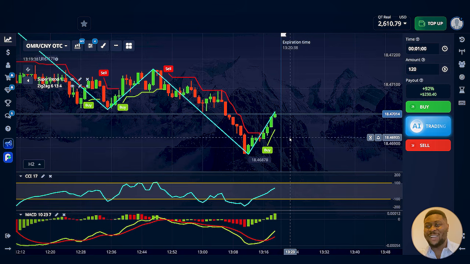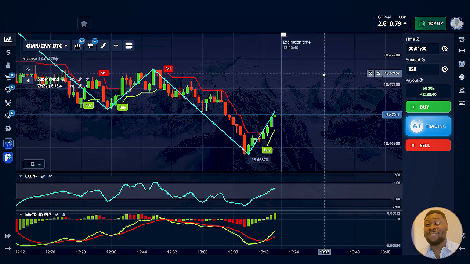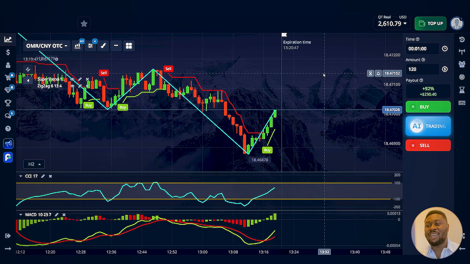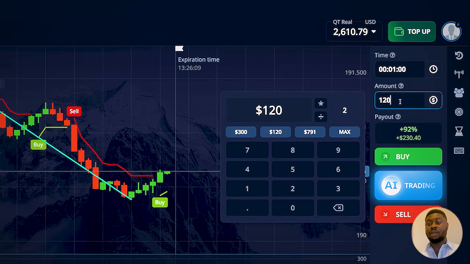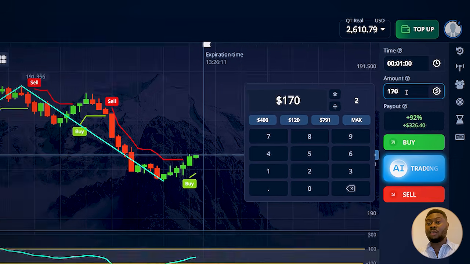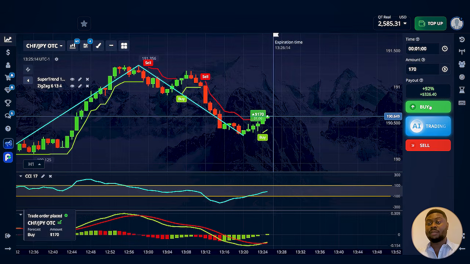Boom! The first profitable trade has increased my capital to $2,610. A great start to the session. Let's not stop here. There's still a few trades ahead of us. I think this situation is suitable for work. I'm increasing the trade amount to $170. Let's open a trade to increase the price.